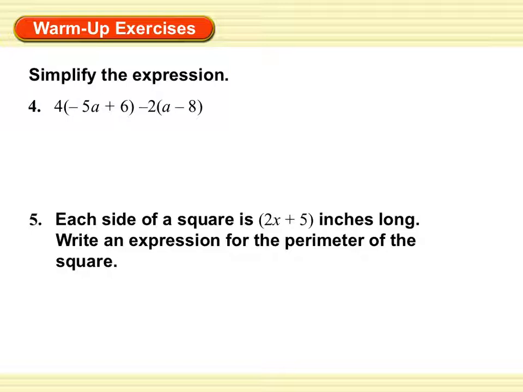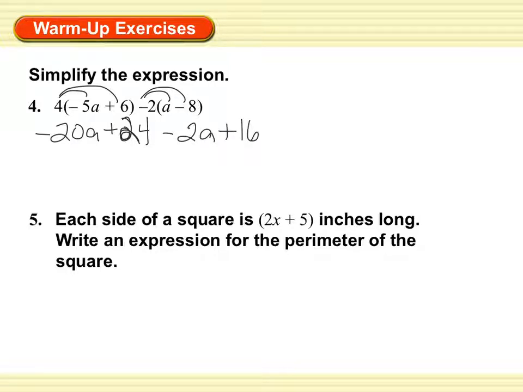Here I need to distribute first before I do anything. So I'm going to distribute this, and I get negative 20a plus 24. And then I need to distribute this. That would give me a minus 2a plus 16, because that negative transfers through also.